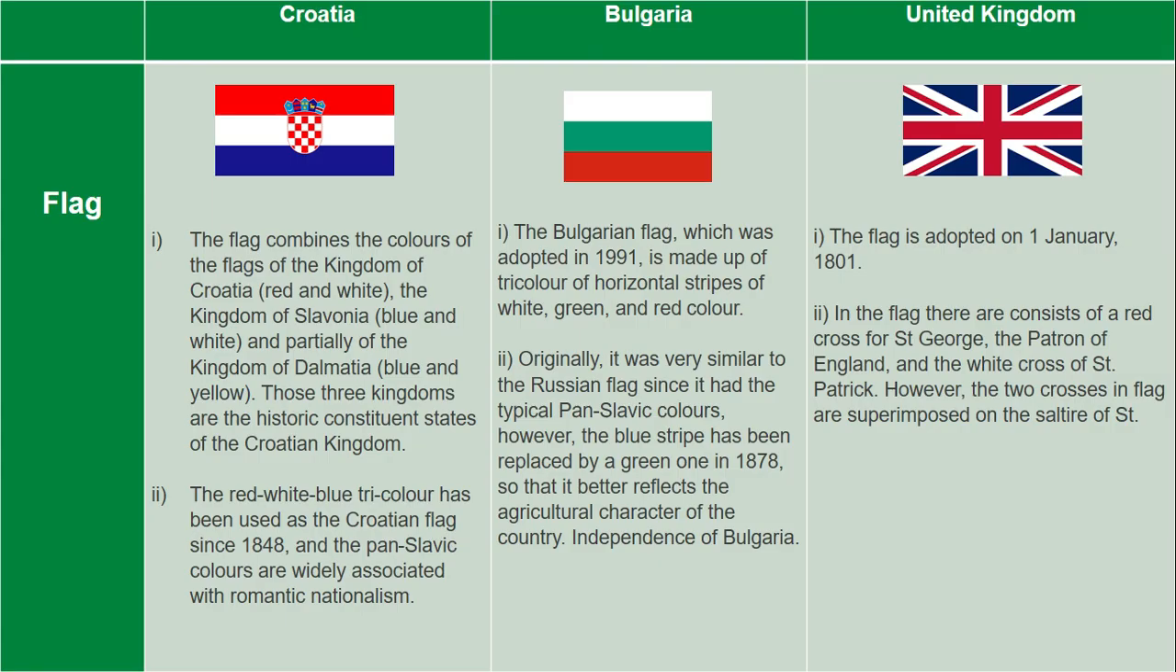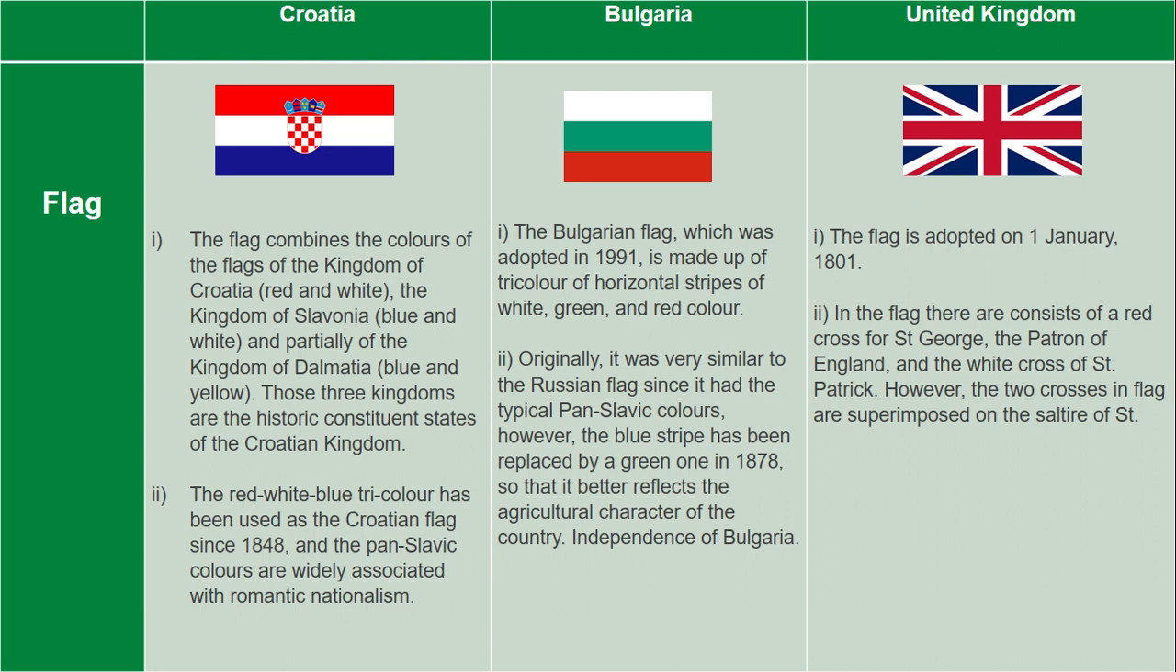First is the Croatia flag. It has 3 colors, which are red, white, and blue, with an iconic checkered coat of arms in the center of the flag, the shield in red and white colors. These 3 colors represent the Kingdom of Croatia, Slavonia, and Dalmatia. Above it, the crown. Each crown represents one of the country's regions from left: Croatia, Dubrovnik, Dalmatia, Istria, and Slavonia. It has been used as the Croatian flag since 1848, and the pan-Slavic colors are widely associated with romantic nationalism.